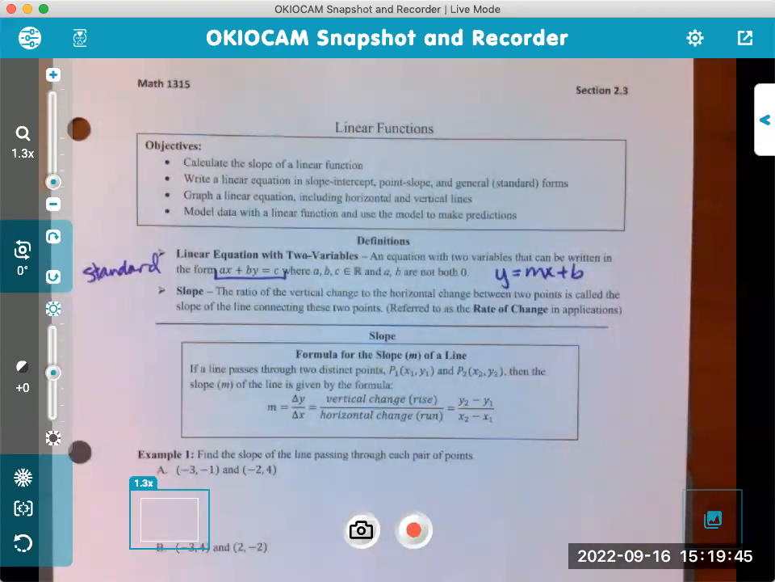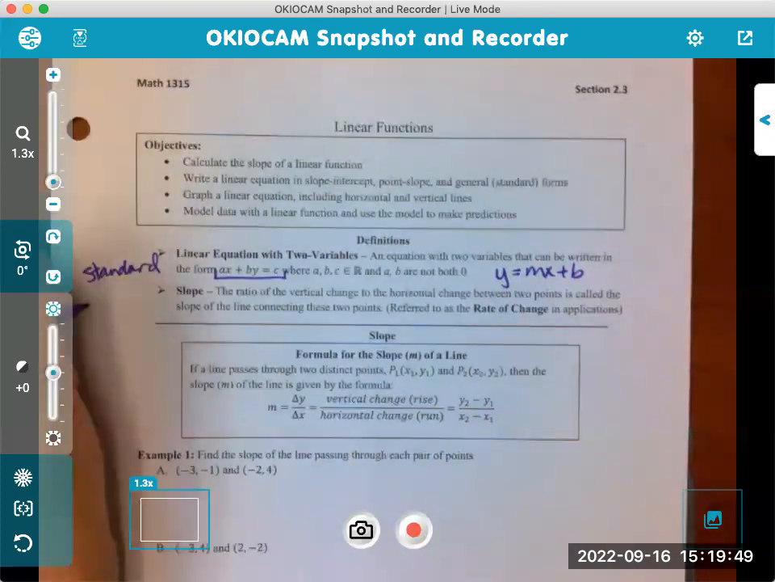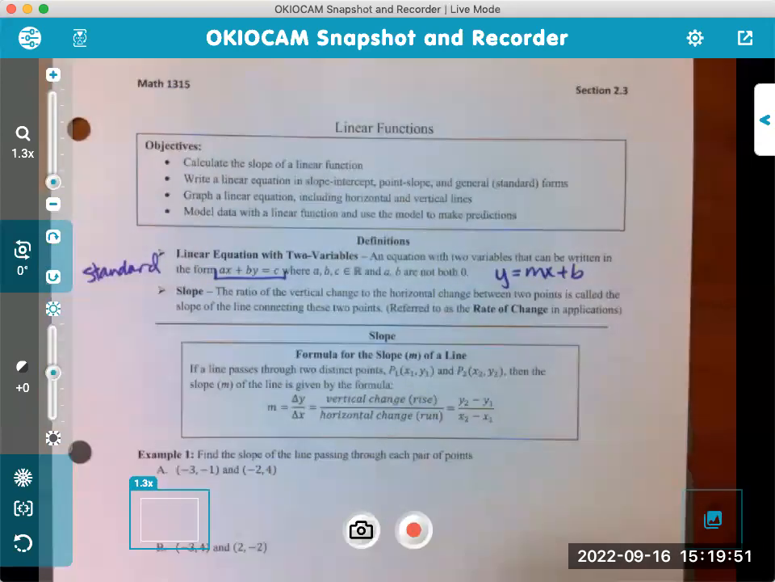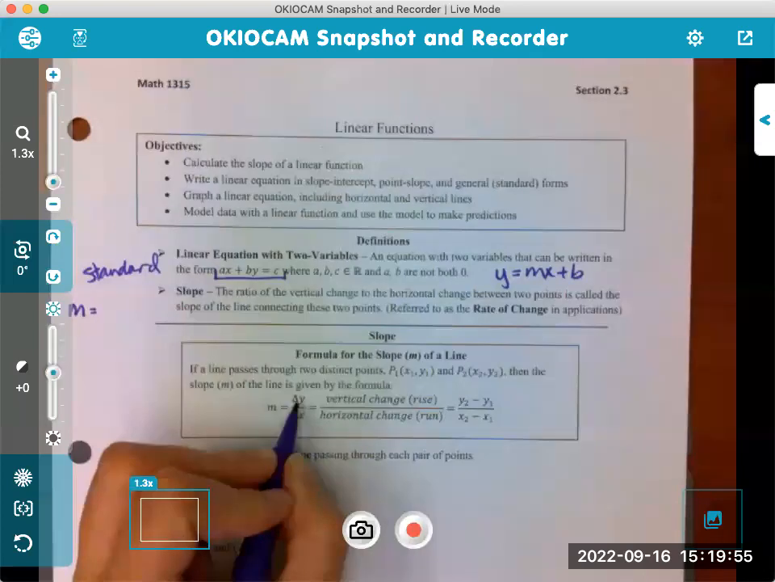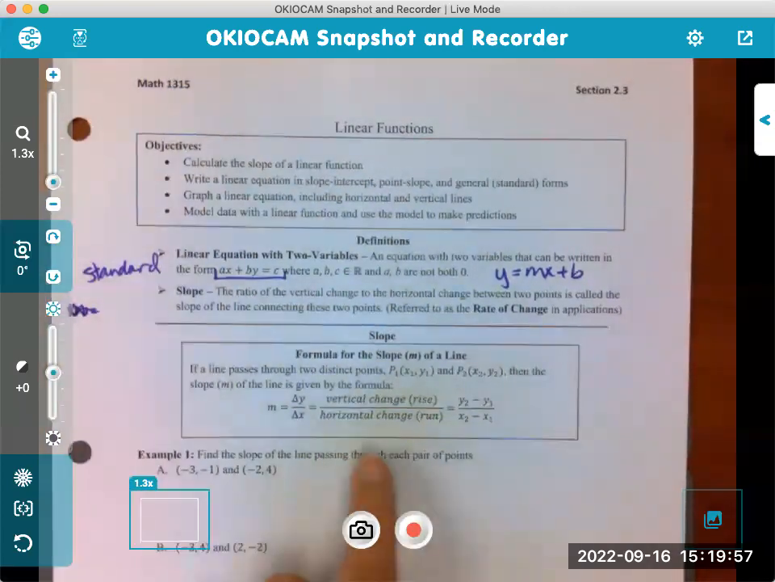And then slope, remember that it's the ratio of the vertical change to horizontal change. So slope, m, right here, is rise over run. Little formula there for you.